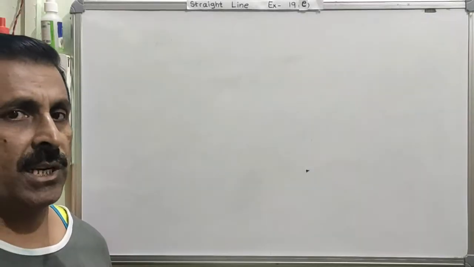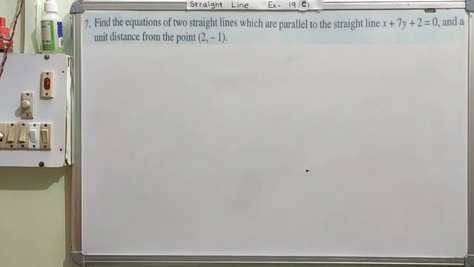Now we are moving on to question number 7. Question number 7, look at the board. Find the equations of two straight lines which are parallel to the straight line x plus 7y plus 2 is equal to 0 and at a unit distance from the point (2, -1). I repeat, find the equation of the two straight lines which are parallel to the given straight line and at a unit distance from the given point.